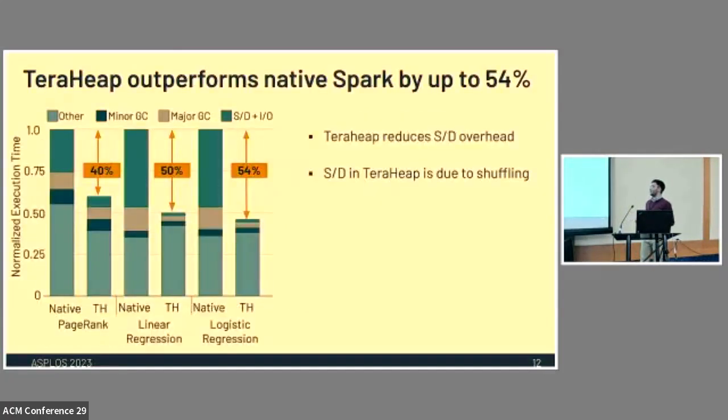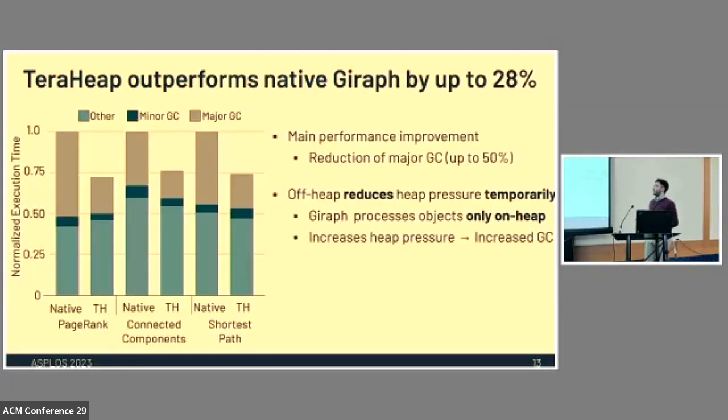Now I'm going to show you 3 selected experiments, but in our evaluation in the paper, you'll find more results with more benchmarks. First, we show the performance of native Spark that uses serialization deserialization for the cache data compared to TeraHeap using the same amount of DRAM in PageRank, linear regression, and logistic regression workloads. TeraHeap outperforms native Spark by up to 450%, and the main performance improvement is from the elimination of the serialization deserialization. We have some serialization deserialization in TeraHeap, and this is due to the shuffle operation in Spark that we do not target in this paper.